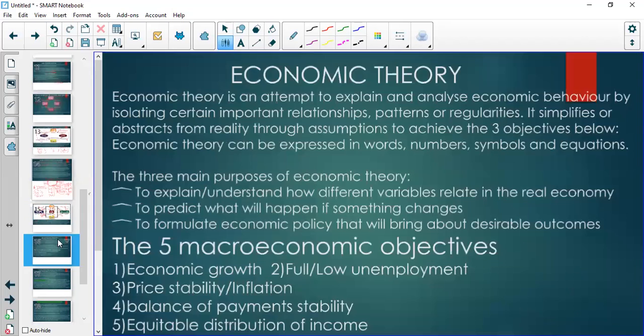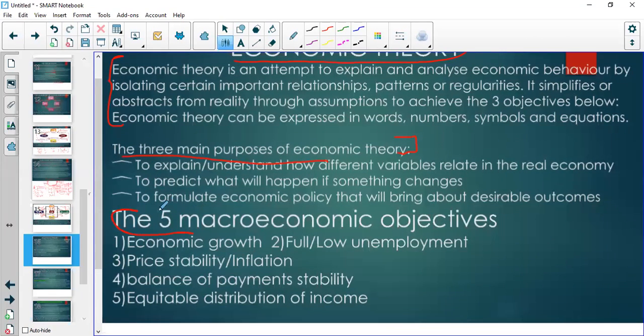Brilliant. So where do we go from here? We almost finished. Now we come to economic theory. So what I want you to know about economic theory, you need to be able to identify the role or the three main purposes of economic theory. And also you need to identify the five macroeconomic objectives. So that's a very simple affair, right? You need to be able to know that we're looking at economic growth, which is GDP, full employment, so we look at unemployment, price stability, and so forth. So that if you are given a statement, you should be able to see this relates to the equitable distribution of income, which is one of the five macroeconomic objectives.